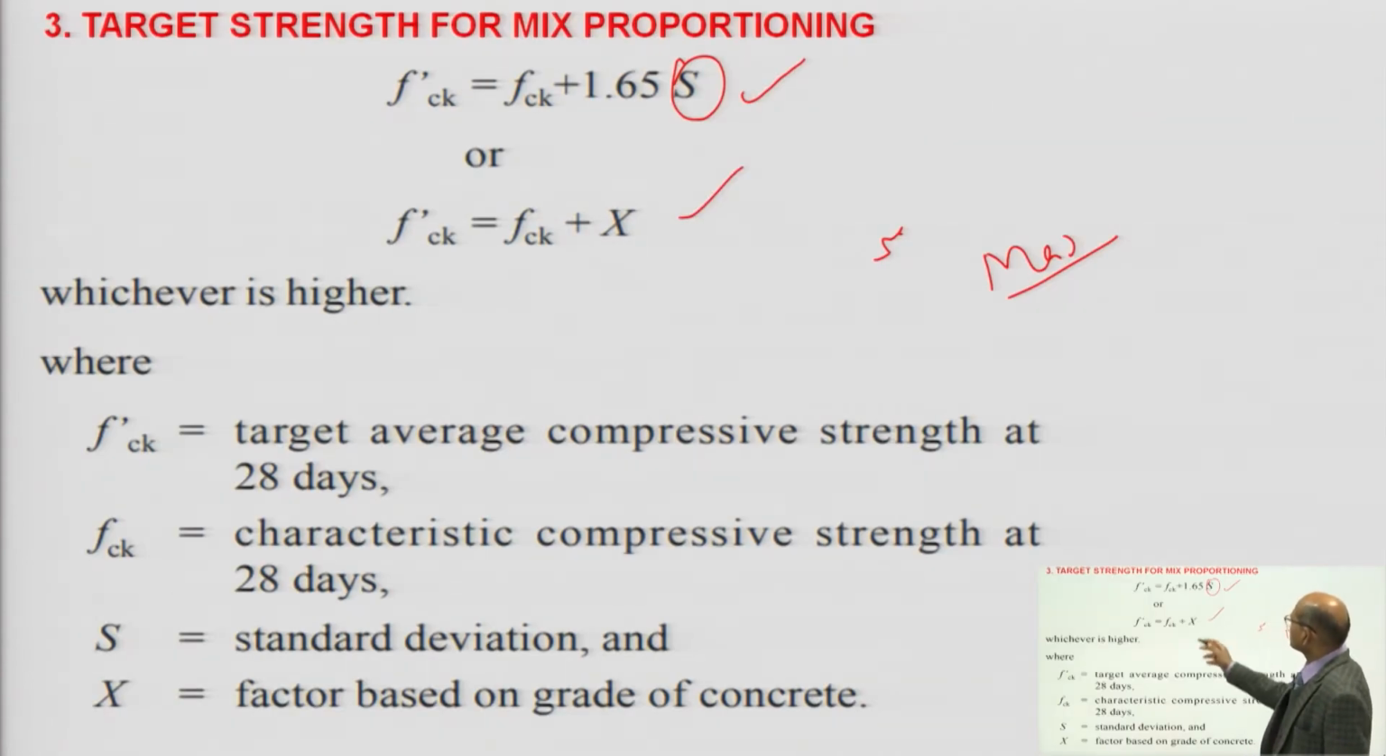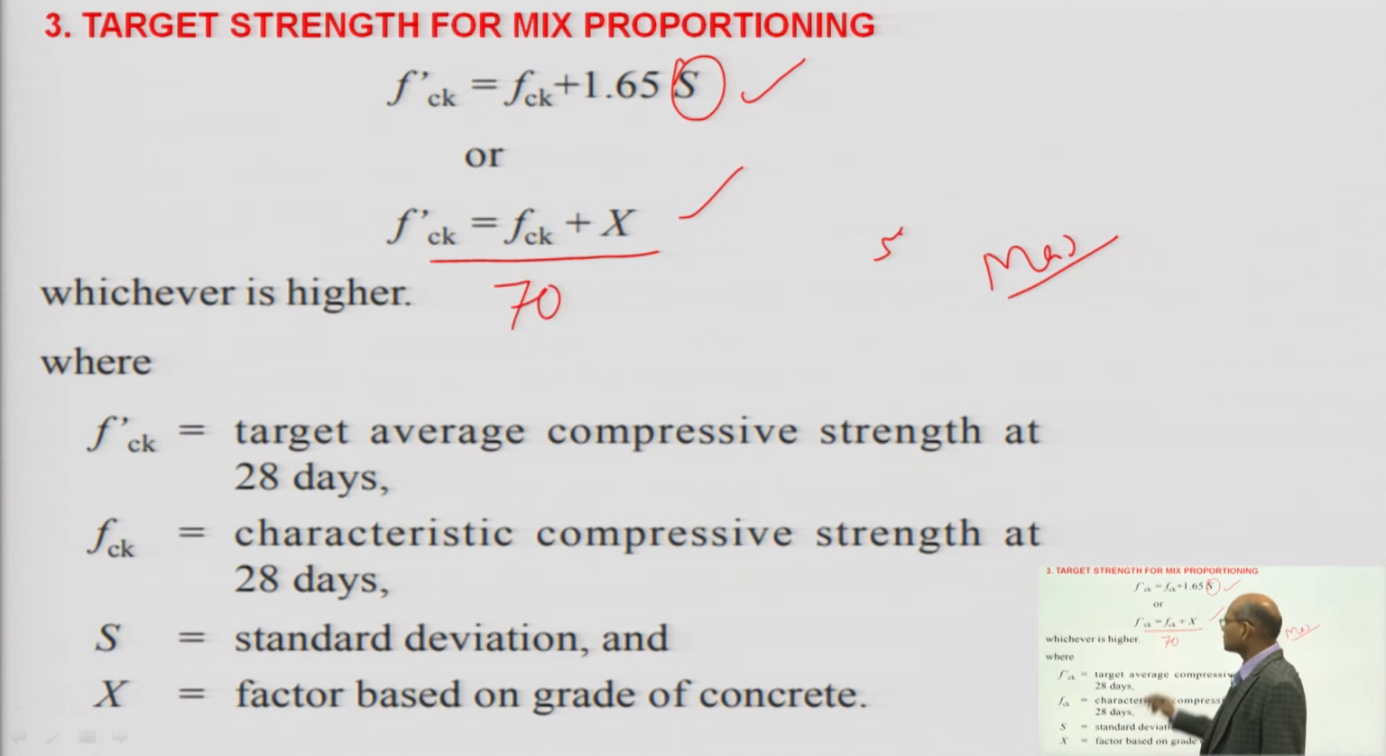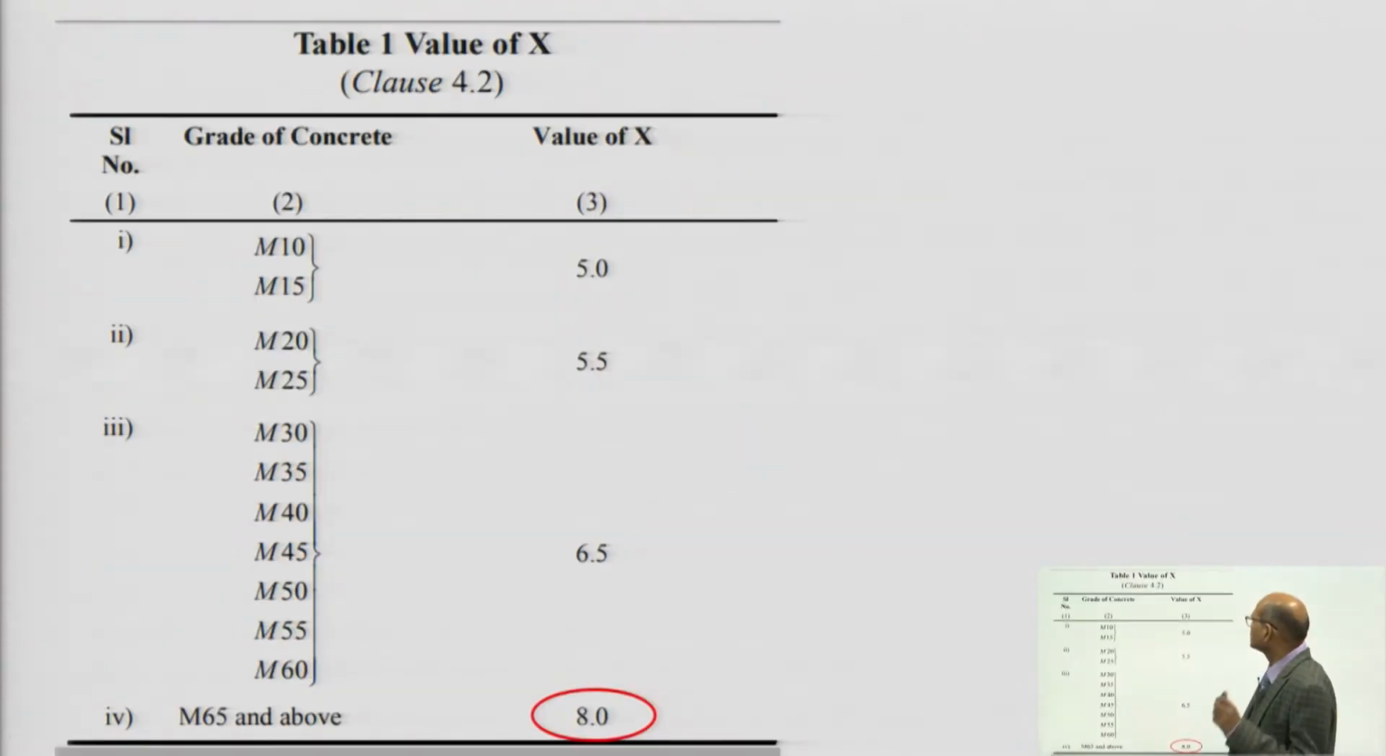So, of these two equations, f'ck is once again fck plus X, and this is the minimum value you have to take. Suppose you have to produce 70 grade concrete; you have to increase by some minimum X value so that at site you can get the characteristic strength of 70. This factor is based on grade of concrete, which you can see in this code. The X value for M65 grade and above is 8, so we take X as 8.